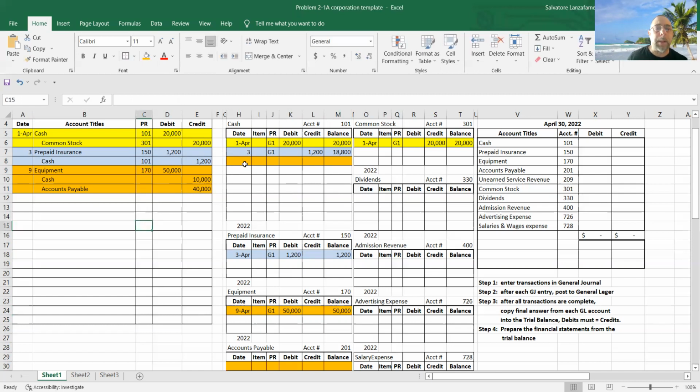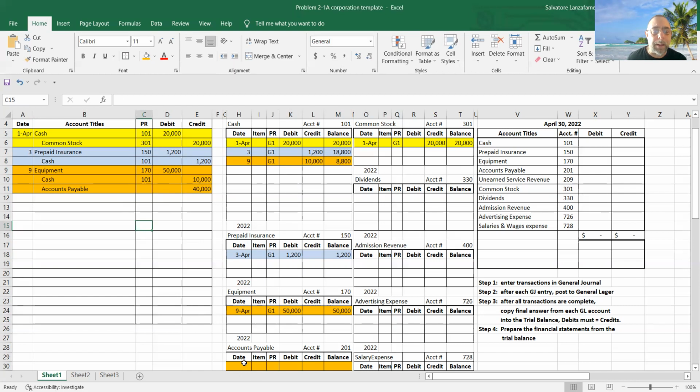Then I want to update my cash, put in the 9th. Nothing in the item column. G1, we're going to credit the cash for 10,000. Look how low our cash is getting. We are now down to $8,800. So hopefully we'll get some influx of cash soon. And we're going to cross-reference back with the 101.